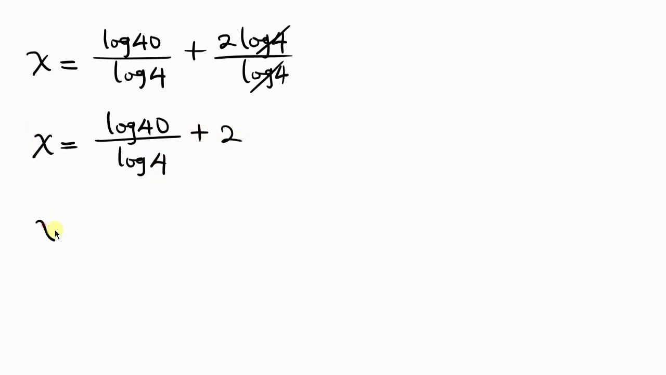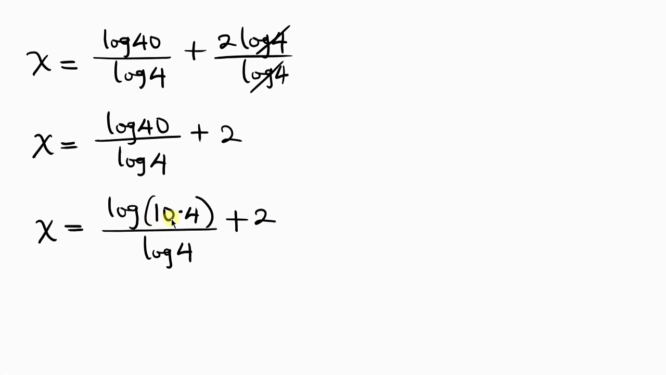Now let's simplify further. So we have x to be equal to log 40, 40 is same as 10 times 4. Very good. All over log 4. And then plus 2.